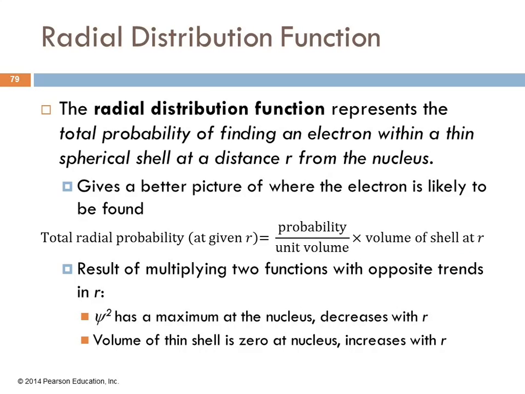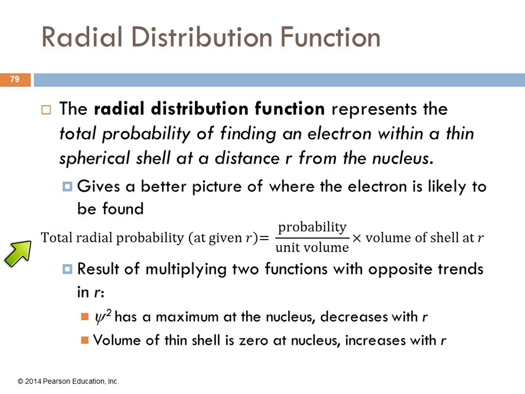So they do something else with those functions, and they do the radial distribution function. That's the total probability of finding an electron within a thin spherical shell at a distance r from the nucleus. And this reminds me of the sorts of stuff they do in calculus, where they're cutting these thin layers and adding these things together and doing all these crazy things that mathematicians do. But the bottom line is this gives us a better picture of where the electron is likely to be found.